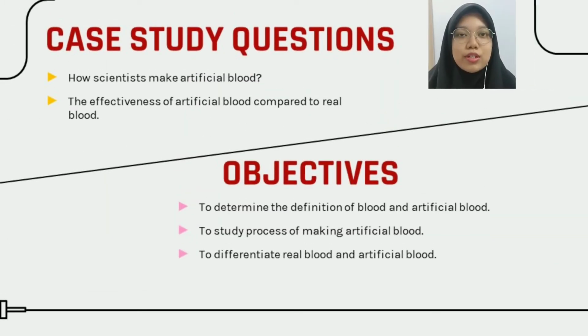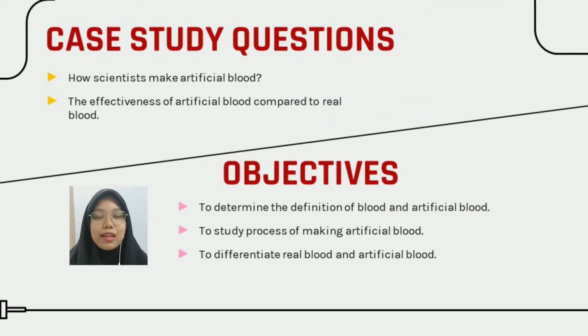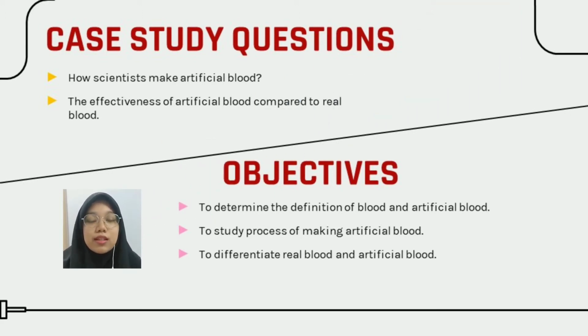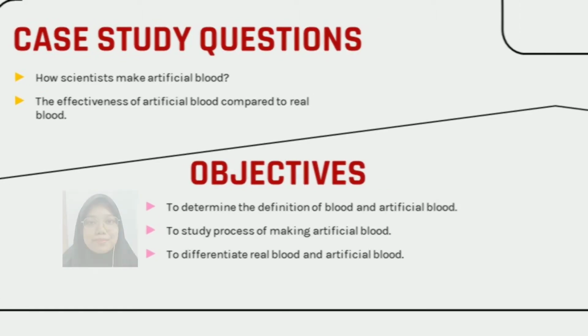Our case study questions are: how do scientists make artificial blood, and the effectiveness of the artificial blood compared to the real blood? And our objectives for this case study are to determine the definition of blood and artificial blood. Second, to study the process of making artificial blood. And lastly, to differentiate between real blood and artificial blood.